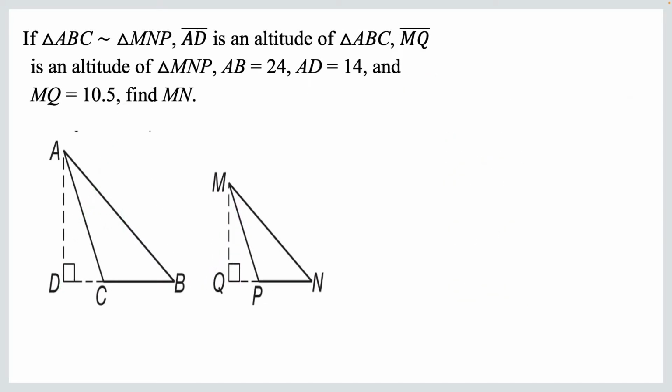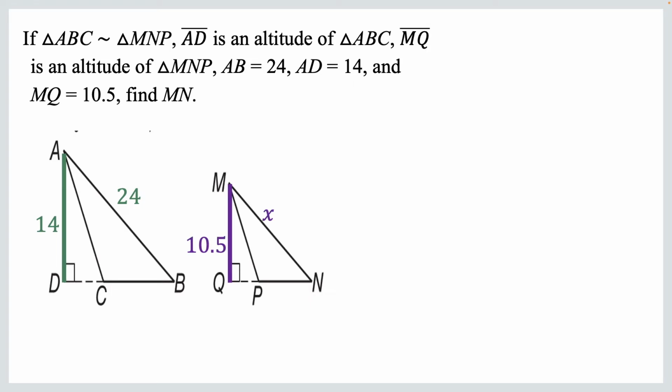This one's a little bit more complicated. It says if triangle ABC is similar to triangle MNP and AD is an altitude of ABC. Okay, let's just draw that in right quick. So AD, that's the altitude, and MQ is an altitude of MNP. Okay, so there's the altitude there. And then we have AB equals 24 and AD equals 14. And then MQ equals 10.5, and we need to find MN.